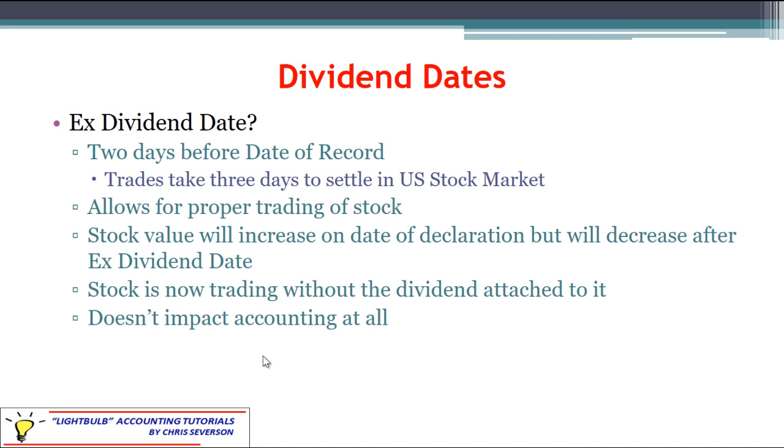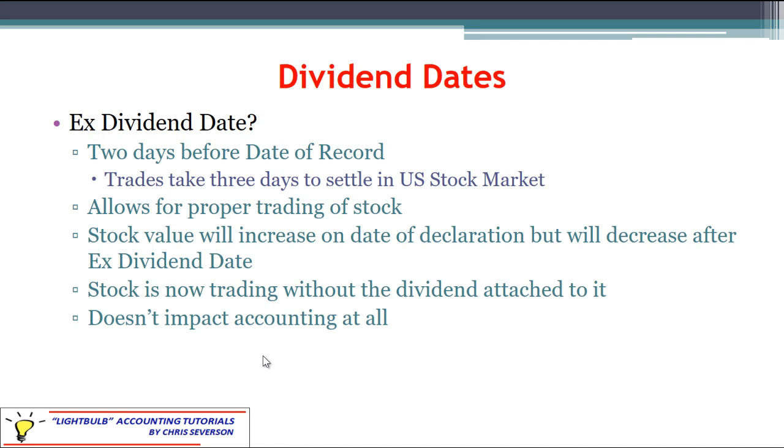Now there's a fourth date here. This is not an accounting date, this is an investor date. It's called the ex-dividend date. So keep in mind, on that date of record, as soon as the board declares that dividend, it's now public. Everybody knows that, hey, if I buy a share of stock today, I'm also going to get a dividend in the very near future. I don't have to hold the stock for an entire year to get a dividend. If I own the stock on the date of record, I get the dividend.